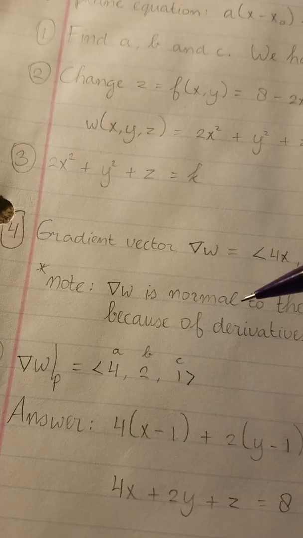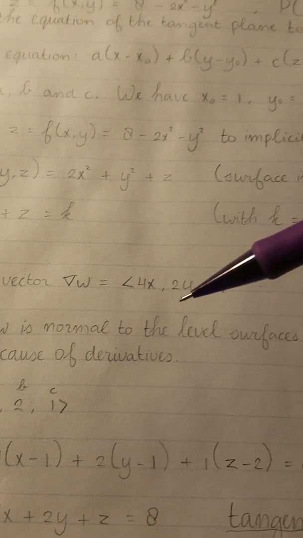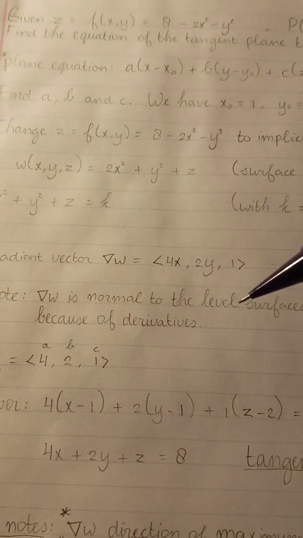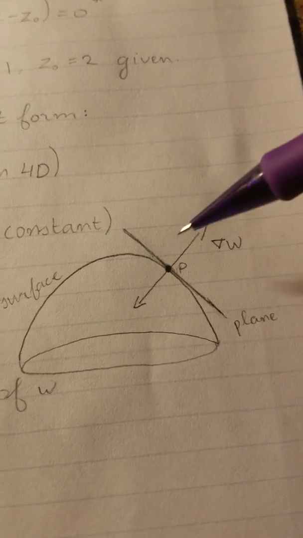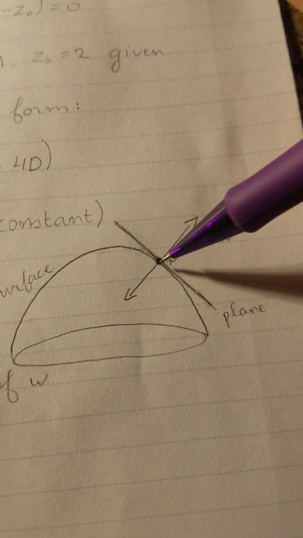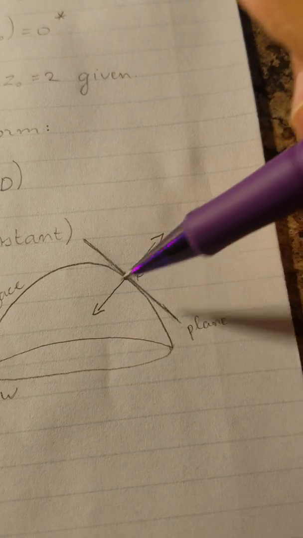A little side note that I put right here is that the gradient vector is always normal to the level surfaces of w. So if w was right here, the gradient vector would be normal to it right here.